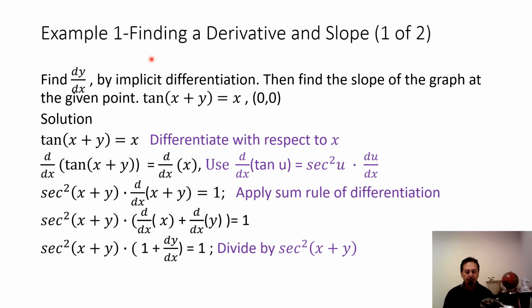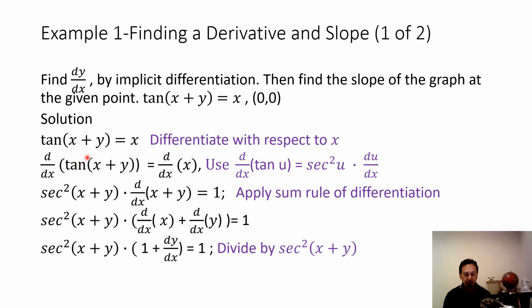Example 1. Let's find dy over dx using implicit differentiation and then find the slope of the graph at the given point. Tangent of x plus y equals x, and the point is (0, 0). So let's start with tangent of x plus y equals x. Guideline number 1 says to differentiate with respect to x. So we put d over dx of tangent of x plus y equals d over dx of x.